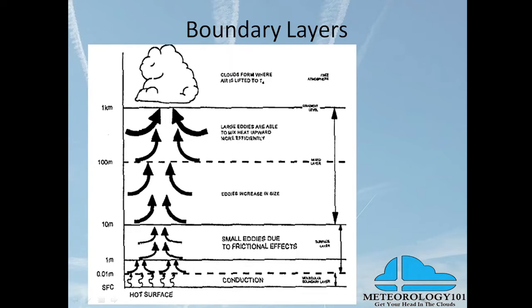Then those eddies will increase in size, and the eddies get large enough to mix the heat upward more efficiently, because you're getting into those areas where there's a lot lower friction. And then once that air particle is raised to the height, as temperature decreases with height, once that air particle is cooled to the dew point, that's when you have 100% saturation and clouds form at that level. So that is the free atmosphere.